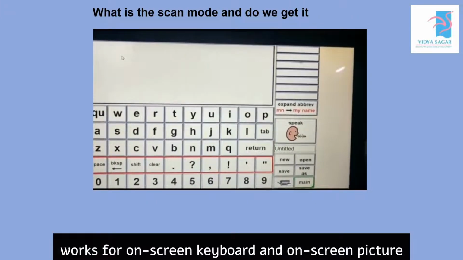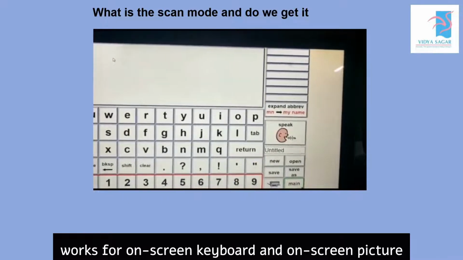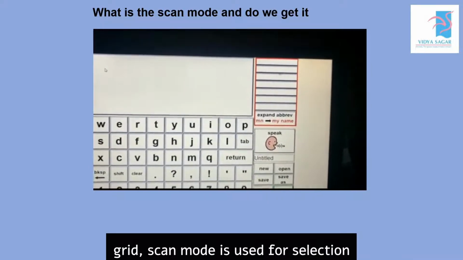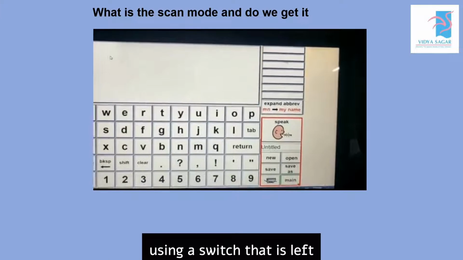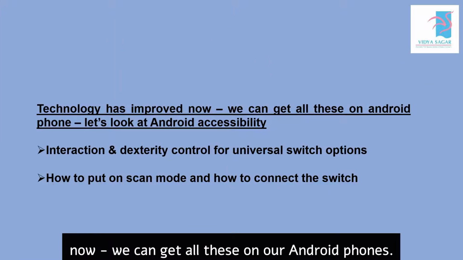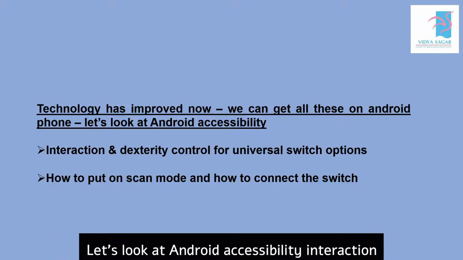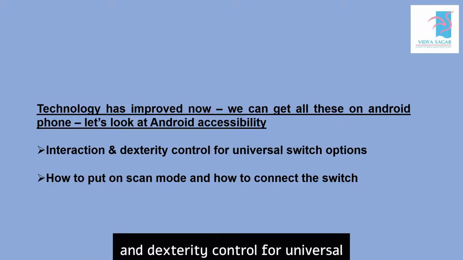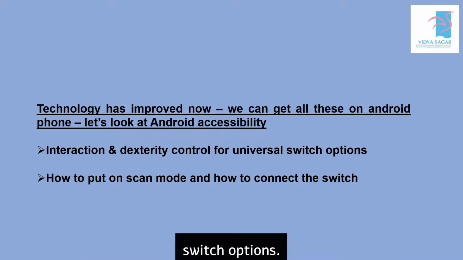Scan mode works for on-screen keyboard, and on-screen picture grid scan mode is used for selection using a switch that is left click of a mouse. Technology has improved now. We can get all these on our Android phones. Let's look at Android accessibility, interaction and dexterity control for universal switch options.